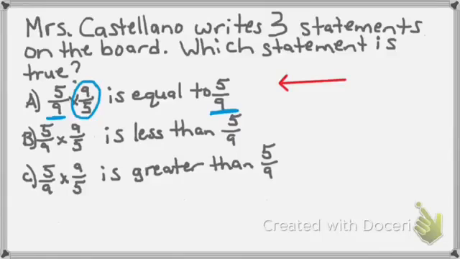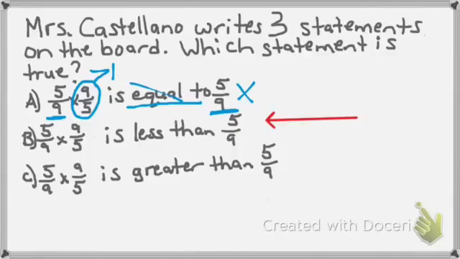I have to decide whether that circled number is greater than 1, less than 1, or equal to 1. Well, 9 is greater than 5, so 9/5 has to be greater than 1. And I look at what this statement says. It says equal to 5/9. My answer would have to be greater than my given number, right? My given number, 5/9 times a number greater than 1, will give me an answer that's greater than my given number. This says equal to. That's not true. It should be greater than. So this choice A is not a good choice.